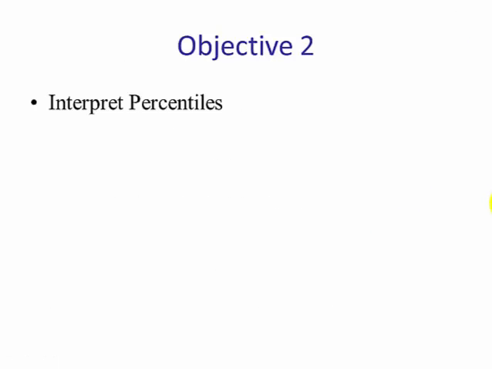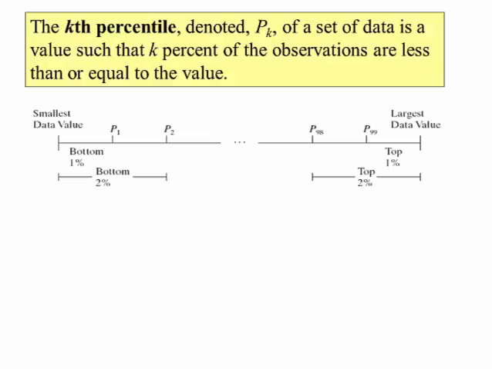Lesson objective number 2. The K percentile, denoted a capital P with a subscript of K, of a data set is a value such that K percent of the observations are less than or equal to the value. Now that sounds complicated, but really it's not. But this is a visual.